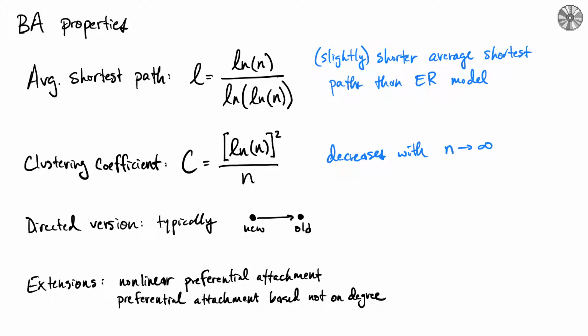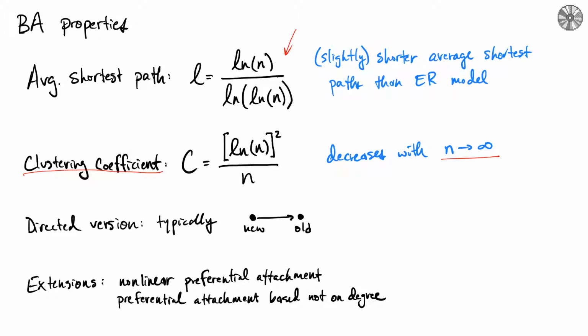There are several BA properties that we can consider that can be proved, but we won't go through them. One is the average shortest path. You can go back and compare this with the ER shortest path. It's relatively similar. One of the other important considerations is the clustering coefficient. Many real graphs exhibit some notion of clustering, but what we observe here is that as n gets bigger, the clustering coefficient decreases. And so that means that this network model does not generate an appreciable amount of clustering.